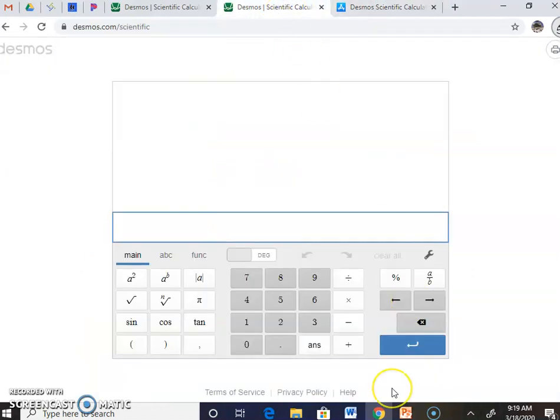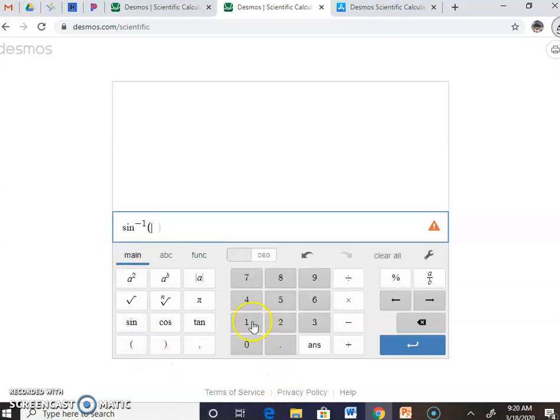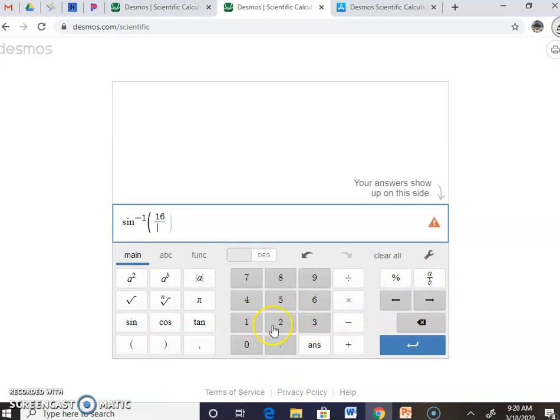So, I need to do sine inverse. Sine is not what we want to use here. We need to use sine of negative 1. So I'm going to have to click on the function tab, and that's where my sine negative 1 will show up. So I'm going to hit sine negative 1, and it's sine negative 1 of 16 over 20. And I don't even have to press enter.